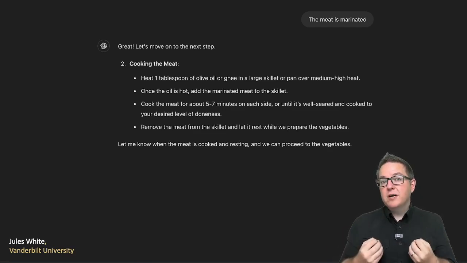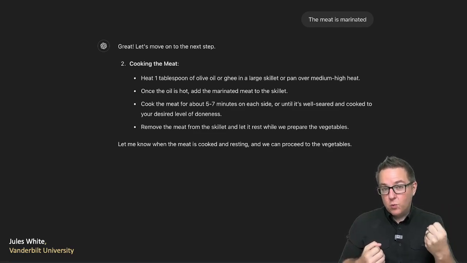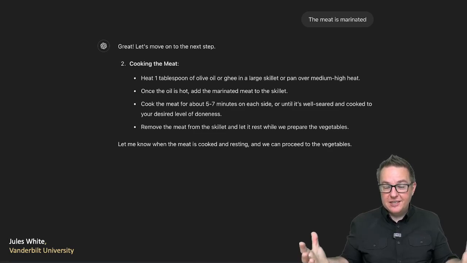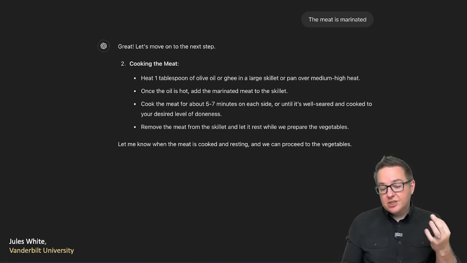It's telling me what to go and do. It's giving me the instructions to perform. It has the choice in what gets done and when, and I'm carrying out its instructions. That is it having agency. It's choice over what's happening. And then it says, let me know when the meat is cooked and resting and we can proceed.